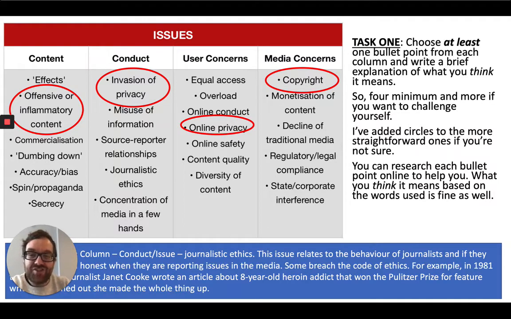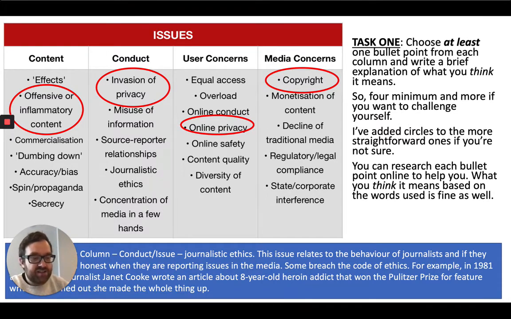And concentration of media in a few hands, that relates to your second task, actually, which will either already be on Teams or is about to be on Teams, depending on when you watch this. So what happens when our media content is controlled ultimately at the top by maybe two or three companies, and it's not something that people are aware of? Someone might watch a news story on TV and then read something online, and they come from two different sources, but they're actually all owned by the same company at the top. So people might not understand that the message they're getting could be quite biased.